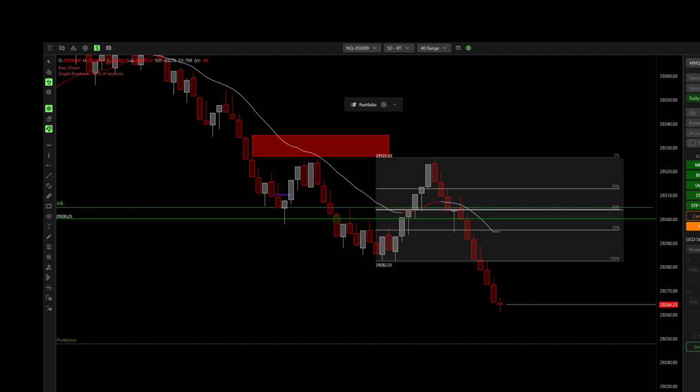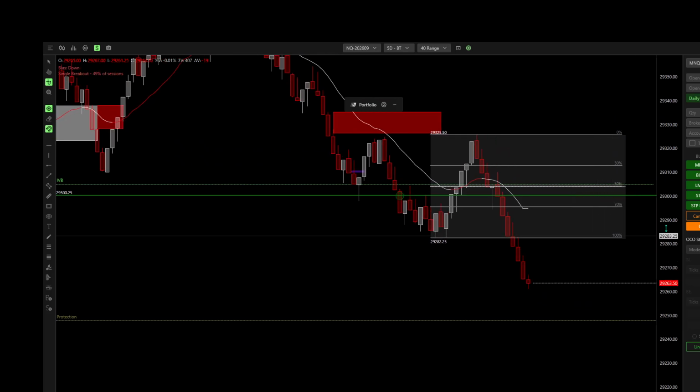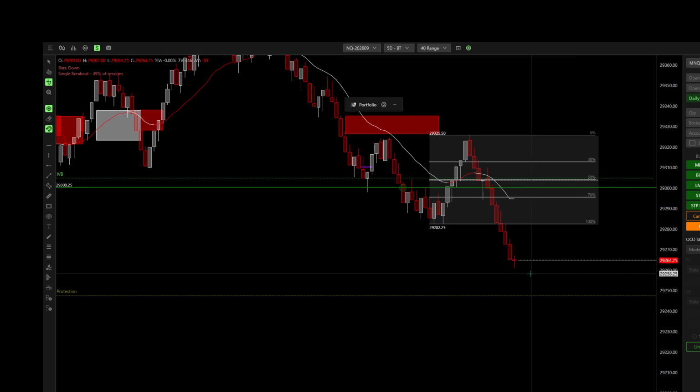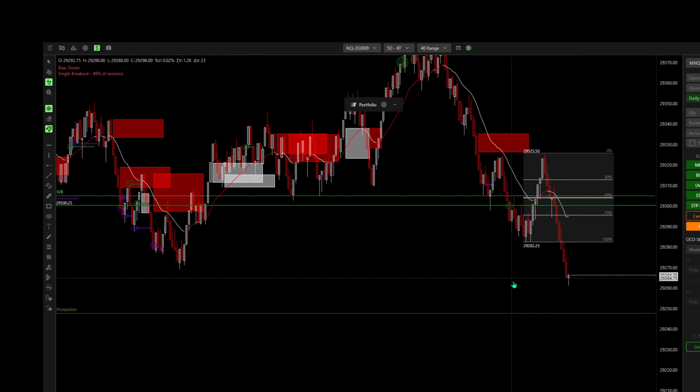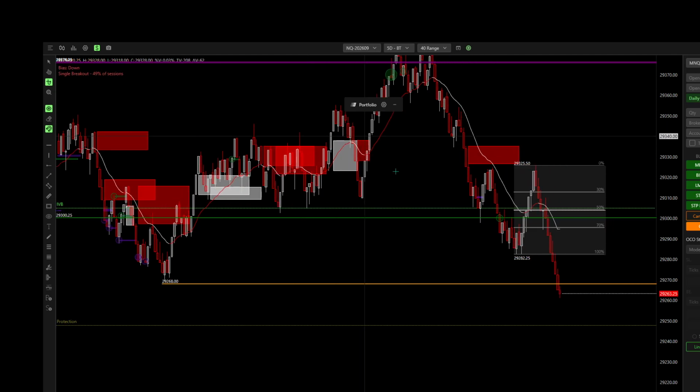On ES, or excuse me, MNQ, we're heading down towards this protection level. We swept the low. Still feeling like we can. Man, that was a strong down candle there. These 3 candles were a pretty strong down move.